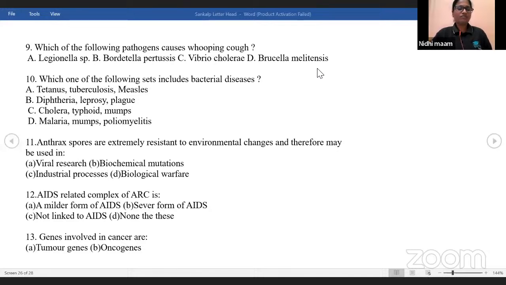10th question. Which one of the following sets includes bacterial diseases? A. Tetanus, tuberculosis, measles. B. Diphtheria, leprosy, plague. C. Cholera, typhoid, mumps. D. Malaria, mumps and poliomyelitis. 10th one.